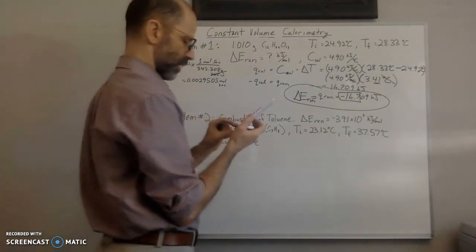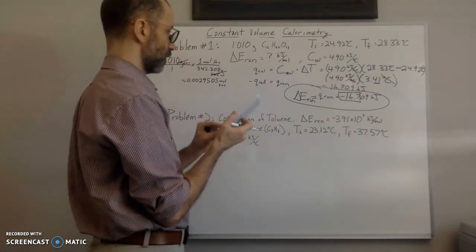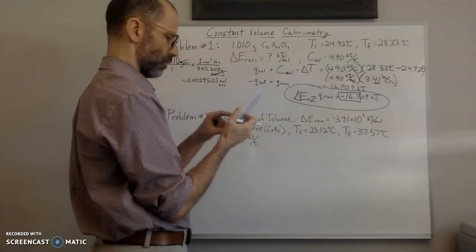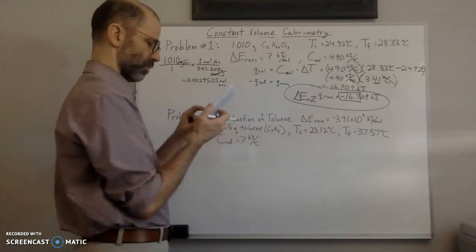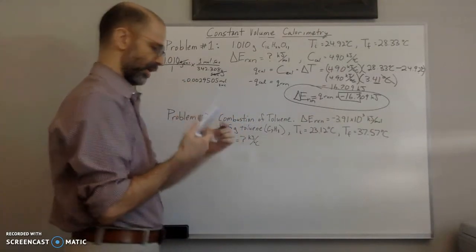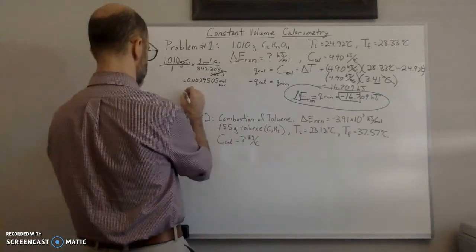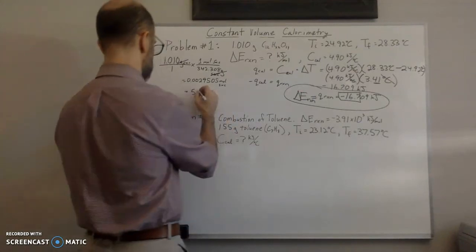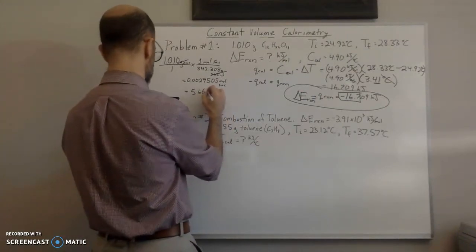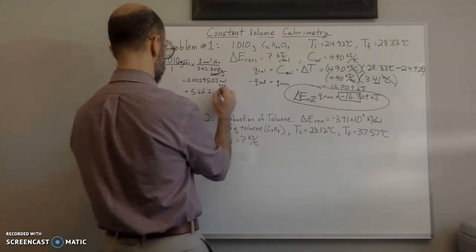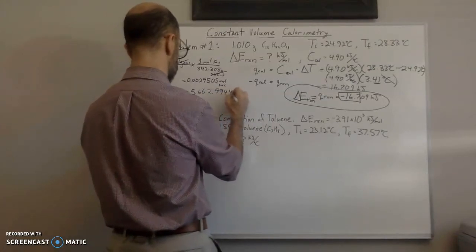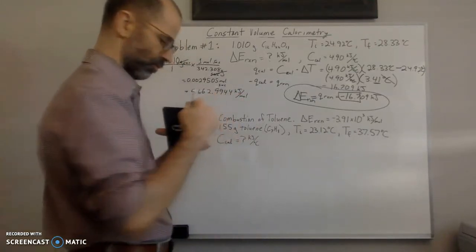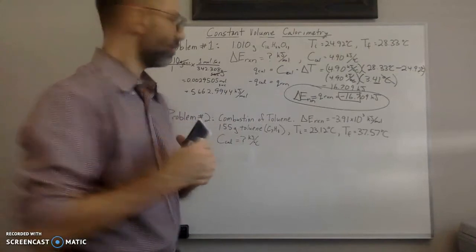So then we're going to take this number and divide it by this number here. So we got negative 16, we'll use the 709, so we don't get a rounding error, divided by this number. And here we get finally 5,662.9944 kilojoules per mole.